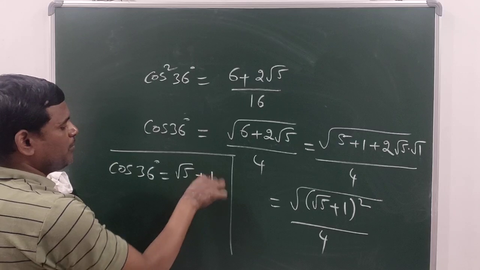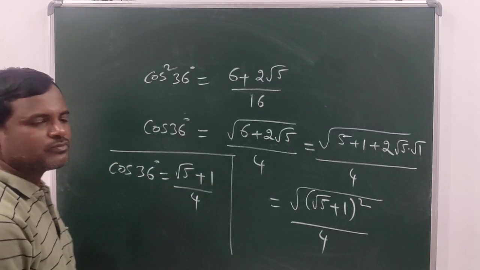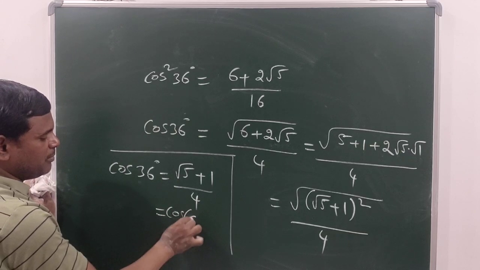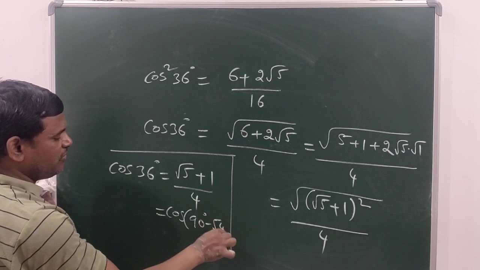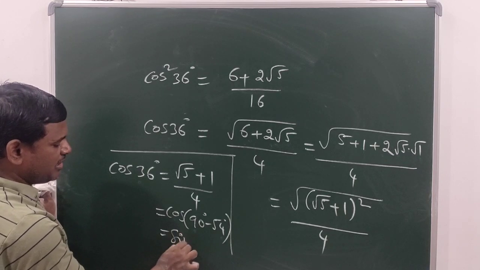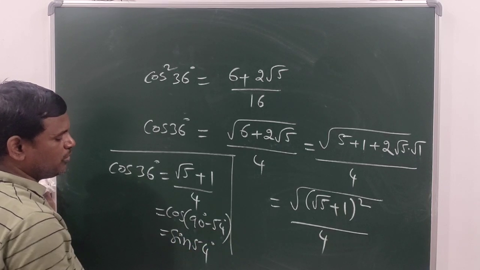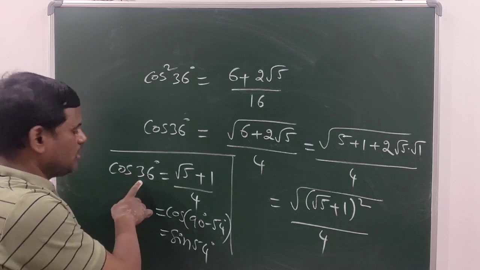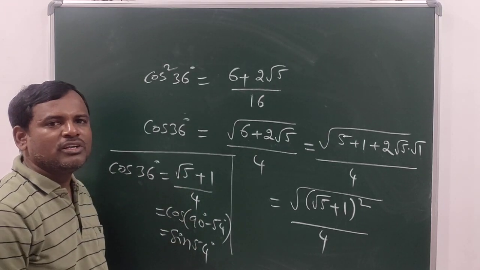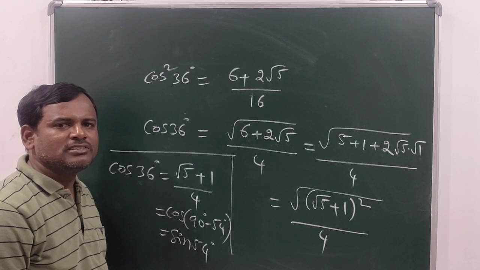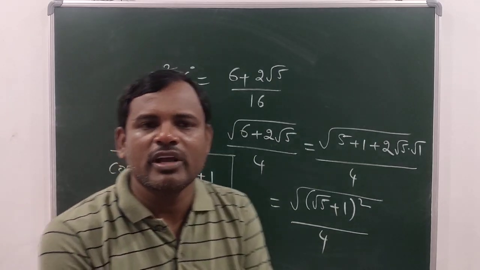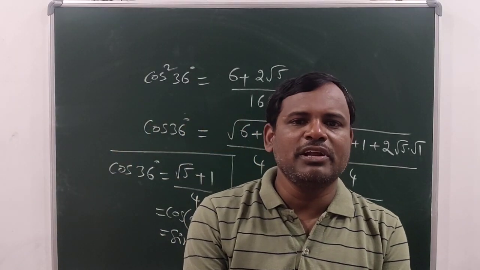Square root of 5 plus 1 by 4. Now you know, cos 36 degrees can be written as cos of 90 degrees minus 54 degrees. Cos 90 minus theta is equal to sin theta, so it is sin 54 degrees. Cos 36 is equal to how much? Sin 54. How much is that value? Square root of 5 plus 1 by 4.